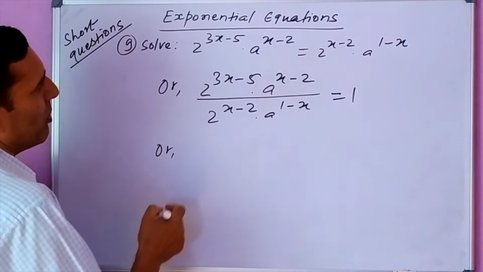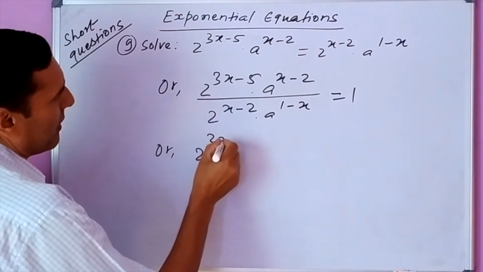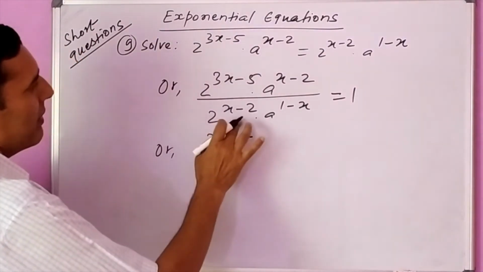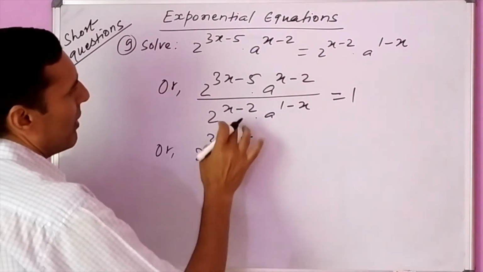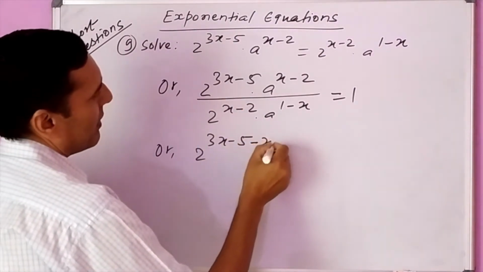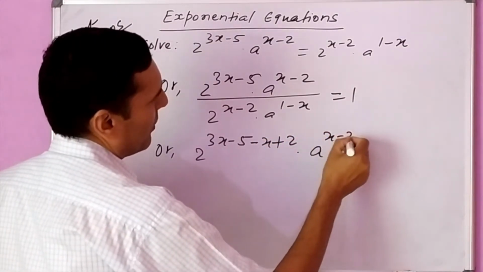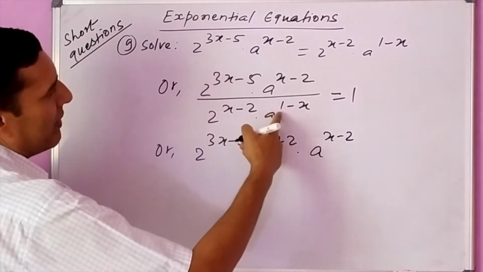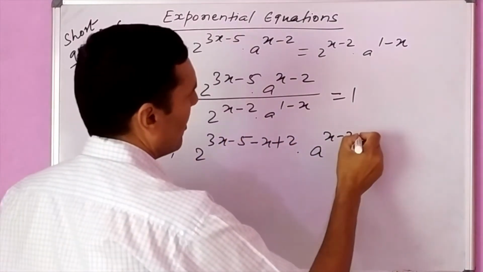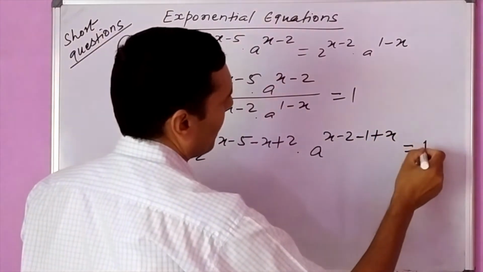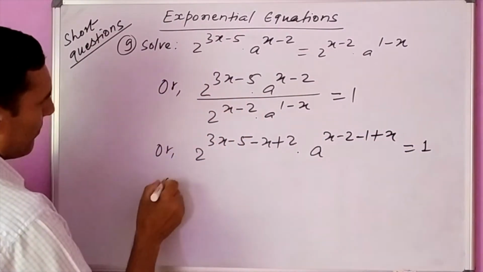When you collect the power of 2 in the numerator, we get 2 to the power 3x minus 5. Already we have the power of 2 in the numerator. When you bring this x minus 2 to the numerator, the sign changes: minus x plus 2. Similarly, a to the power x minus 2 is already in the numerator. When you bring this 1 minus x to the numerator, it becomes minus 1 plus x, is equal to 1 as it is on the right hand side.